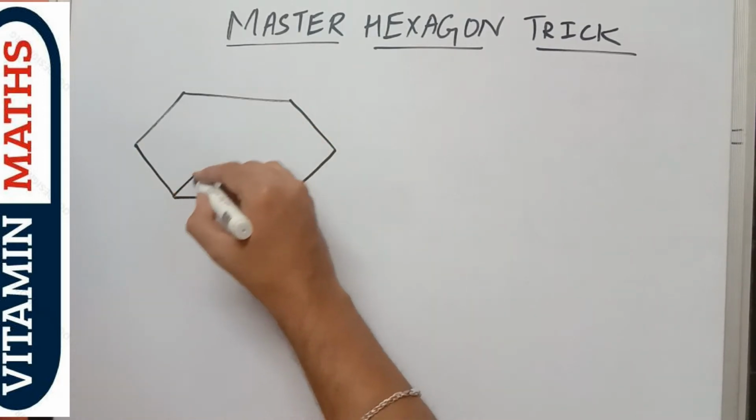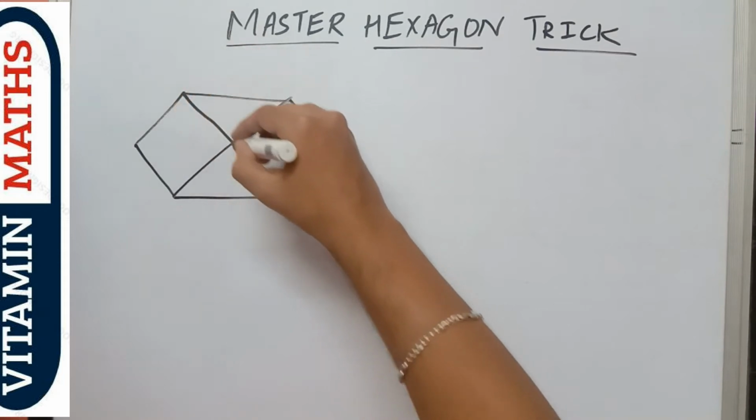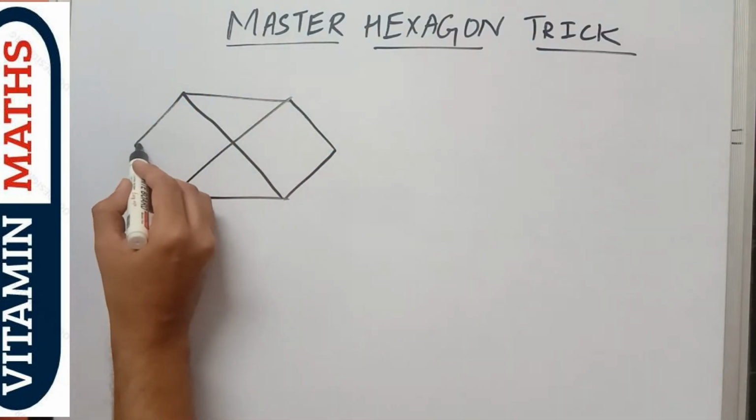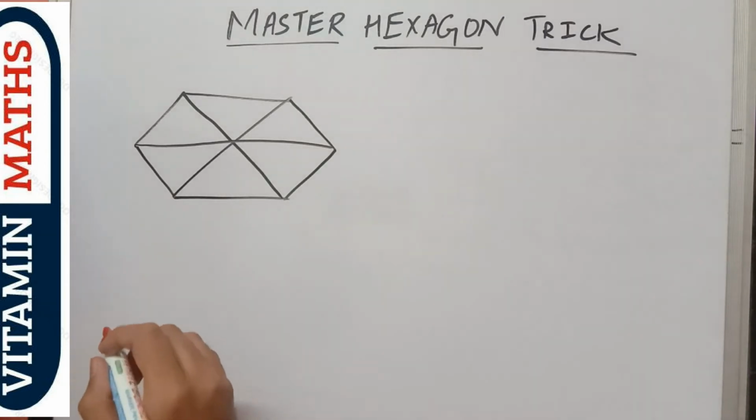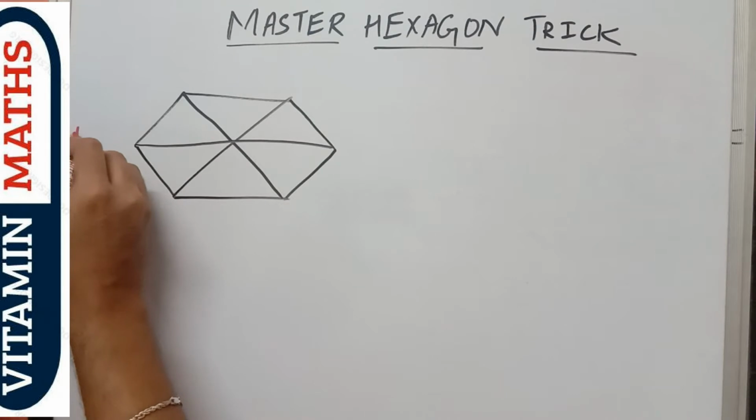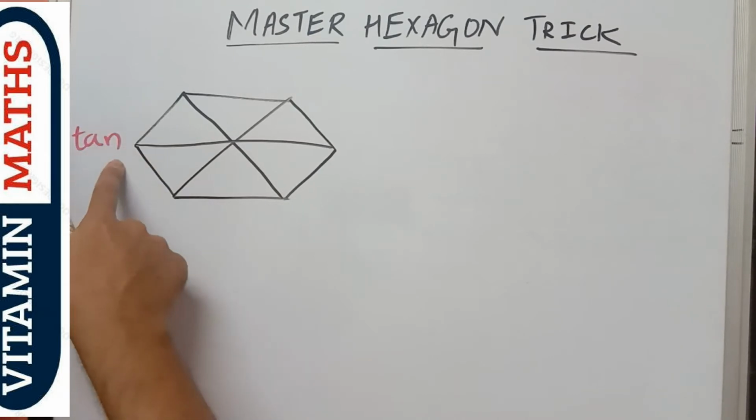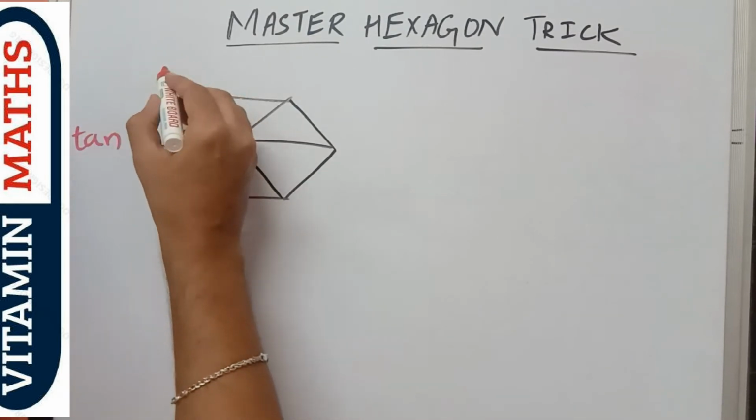Then join the diagonals here. Okay, this is the hexagon we have drawn. Now you have to write the trigonometric functions. I am explaining it now. Always write tan in this place. Now sine should come here.